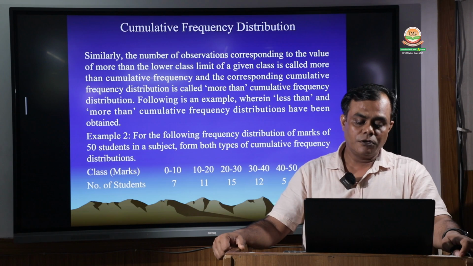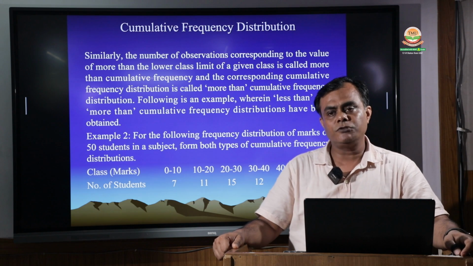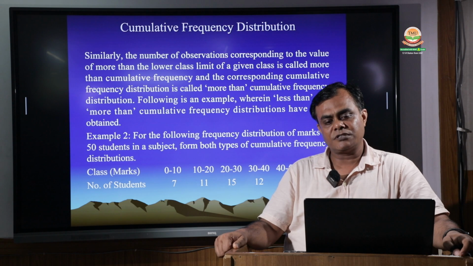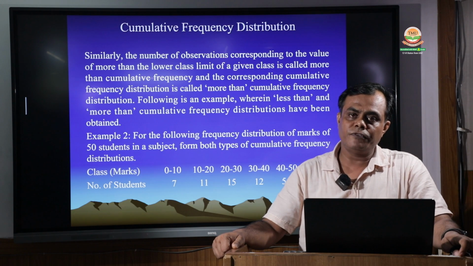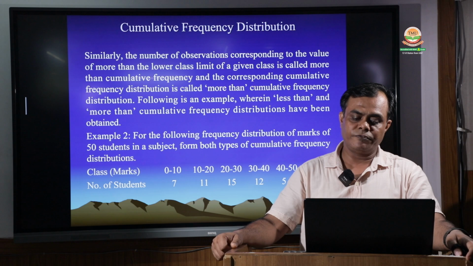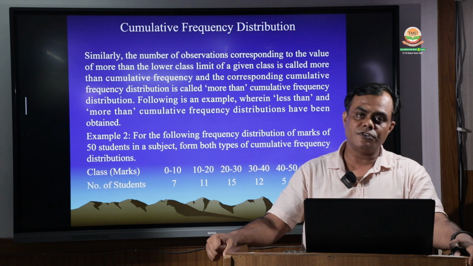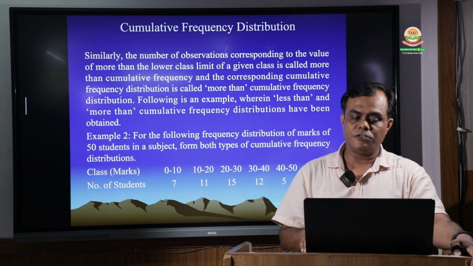For the following frequency distribution of marks of 50 students in a subject, form both types of cumulative frequency distribution. The first class interval is 0 to 10, the second is 10 to 20, the third is 20 to 30, the fourth is 30 to 40, and the fifth is 40 to 50. Their corresponding frequencies are 7 for the first class, 11 for the second, 15 for the third, 12 for the fourth, and 5 for the fifth.